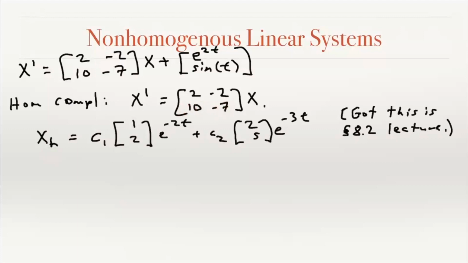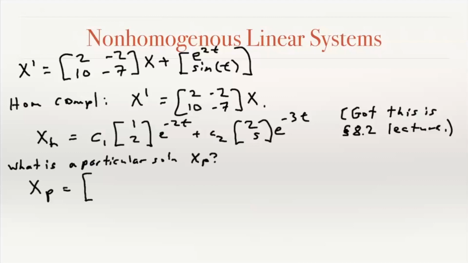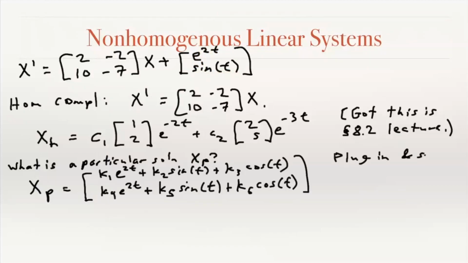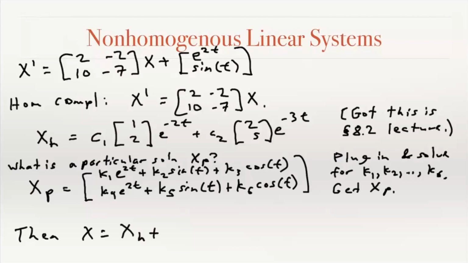And then once we have xh, we need to find what is x sub p. We would guess that x sub p is an arbitrary linear combination of the derivatives of the components here. So the derivative of e to the 2t is 2e to the 2t, basically the same thing. And the derivative of sine is cosine, the derivative of cosine is negative sine, and it loops back around. And likewise for the second entry with other unknown coefficients. Then we would plug that in and solve for k1, k2 out to k6, and we would get our xp. And then x, the general solution to the original equation, is xh plus xp, just as in Chapter 4.4. And that's the method.